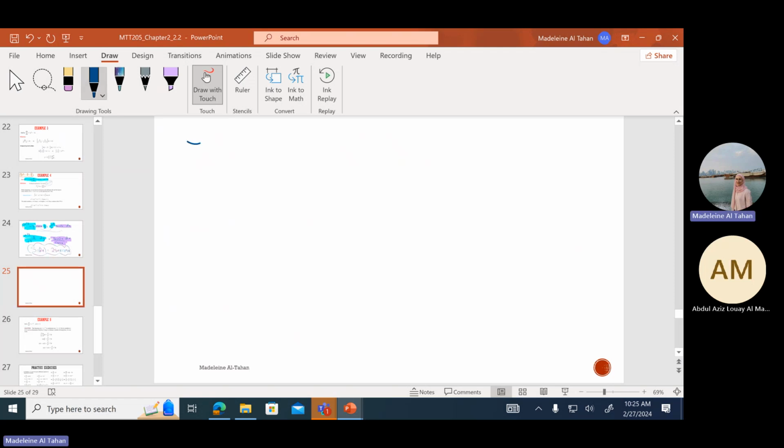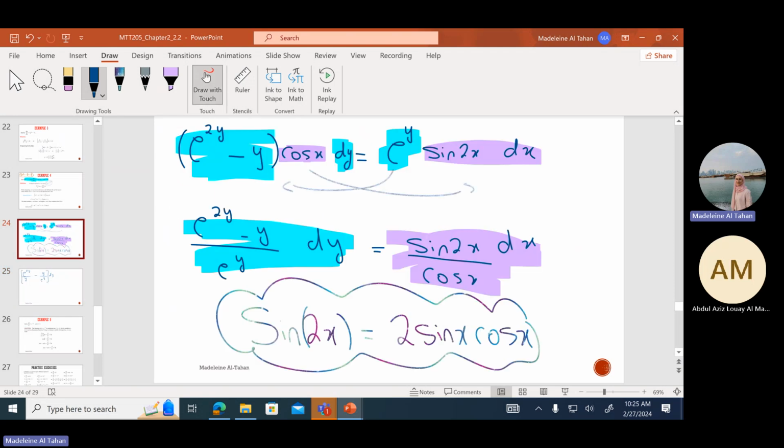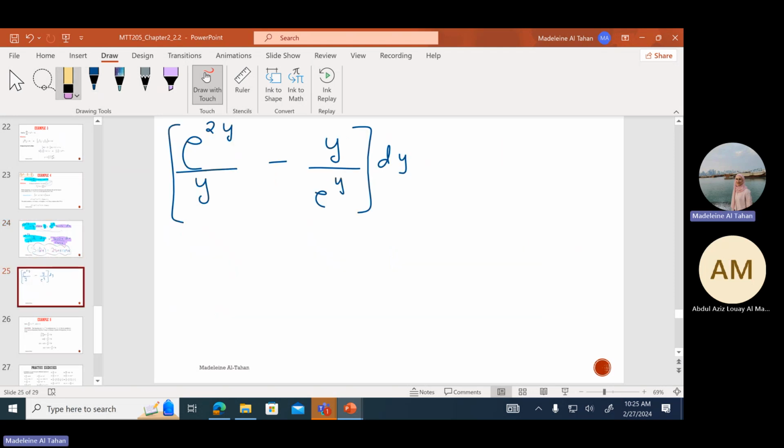So the first one, can I write it as e^(2y) over e^y dy? Please let me know. Can I write it in this way? And the second one, sine 2x, we will write as 2 sine x cosine x, already we have cosine x here. So I'm just simplifying it to make the integration easy. If you look at the right-hand side now, it's very easy to deal with, okay?